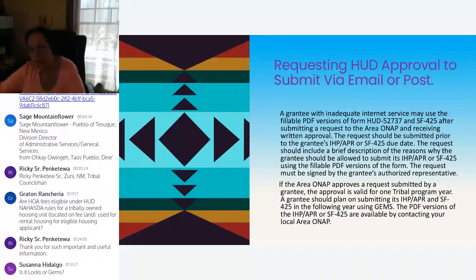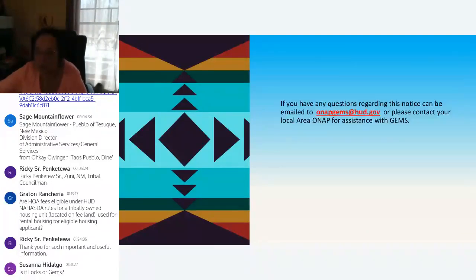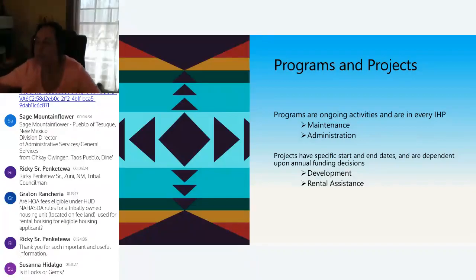So you can request HUD approval to submit via email or post should you be in one of those locations that are so rural that you have no reliable internet. And I have been in one or two of them in my visits. And not even up in rural Alaska either. It was in strange places. So if you have any question regarding the notice, you can email ONAP GEMS to give you further information on how to use that system.